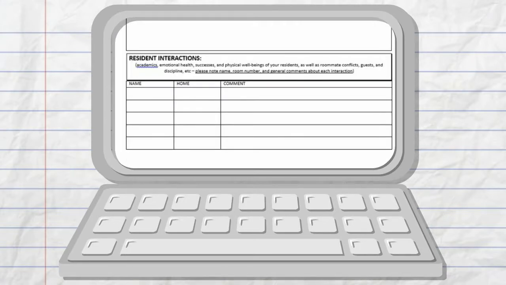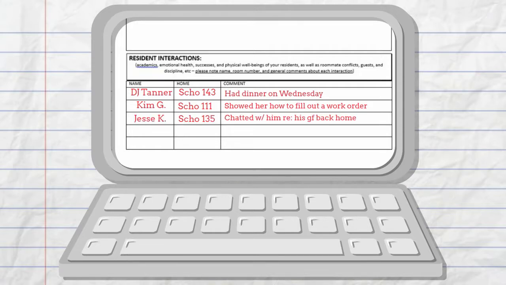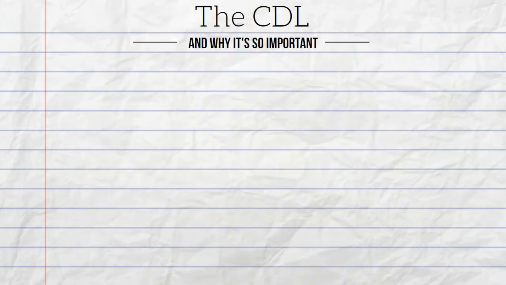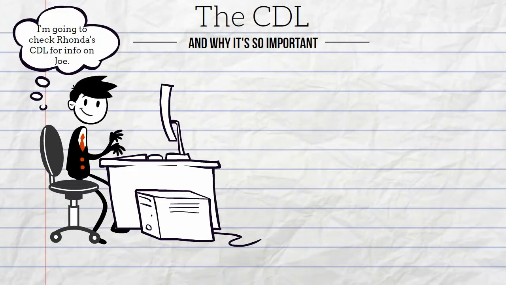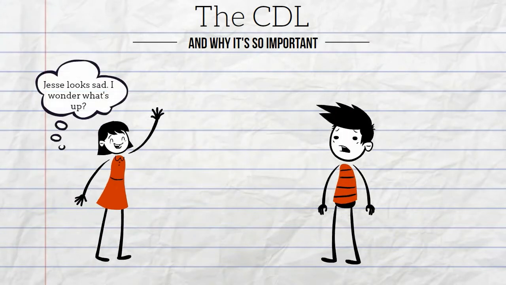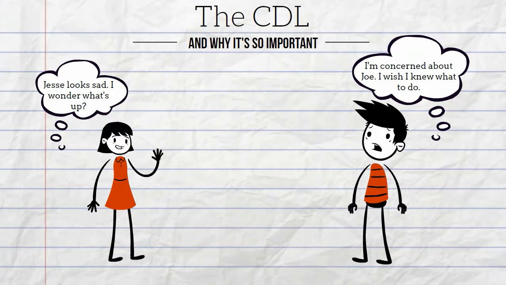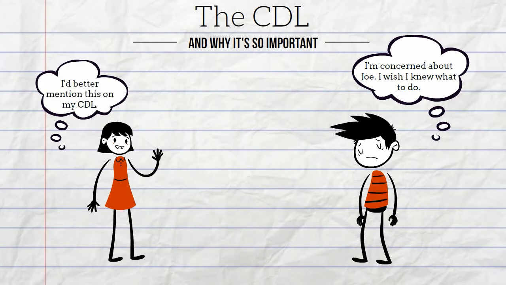Below that is the Resident Interactions section. This section is very important because it's how ACs keep up to date with the large number of residents in their area. We want to know about the serious issues, but we also like to hear about anything, big or small, that is happening with your residents. If the AC is asked about a particular resident, they can look at the CDLs and give a quick update on anything the RA has shared about that person. For instance, if you had a conversation with a resident who is concerned with another student, the AC would use the CDL as a record of when the concerns were first brought to your attention.